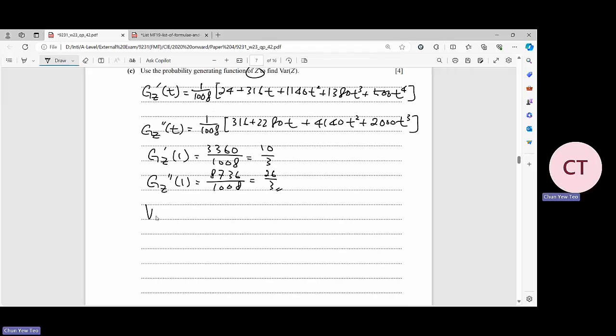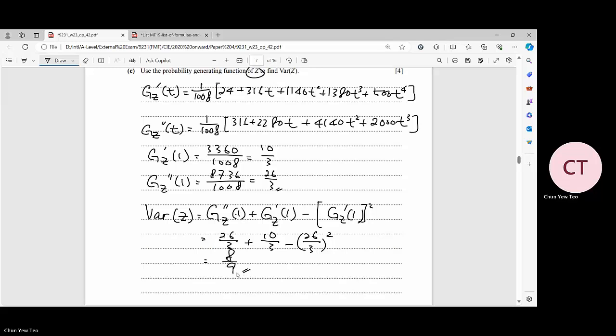Okay, now we are ready to find the variance. The variance for Z is G double prime plus the G prime, minus G prime squared. Okay, this is a 1. So we just use this formula. So you get 26 over 3 plus 10 over 3 minus the 26 over 3 squared. Press the calculator directly. You can get the answer 8 over 9. Okay, so this will be the answer for part C.